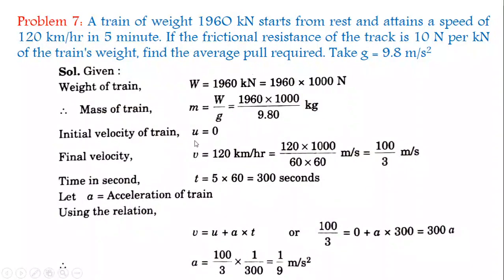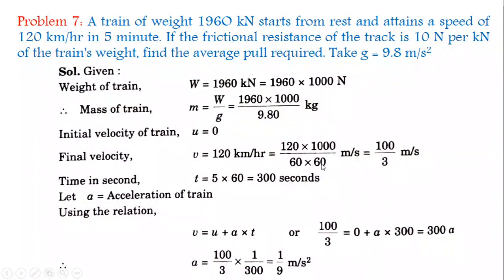The initial velocity of the train is 0, because the train starts from rest. The final velocity attained is a speed of 120 km per hour. Convert 120 kilometer per hour into meter per second: 120 into 1000 divided by 3600.